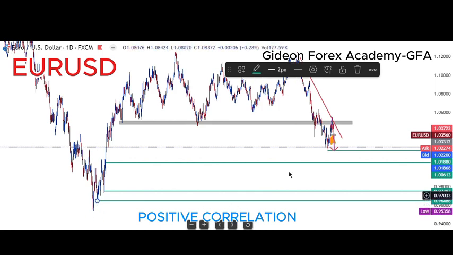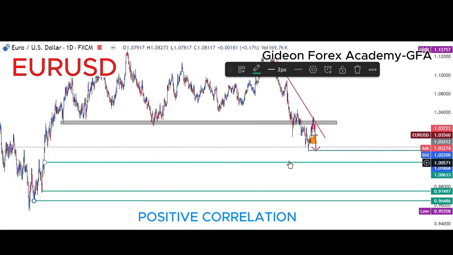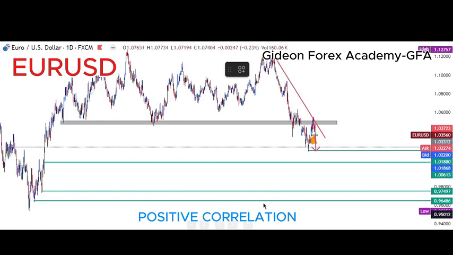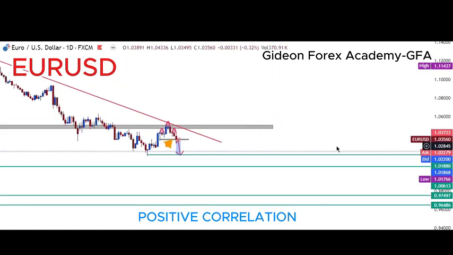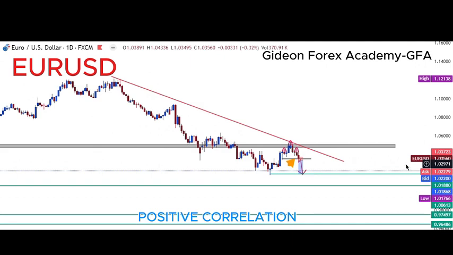It's possible for the price to drop even further to this point, then to this point, and then to that point, guys. If you are a long-term trader and you are holding for the long term, this is possible. So this is Euro USD.